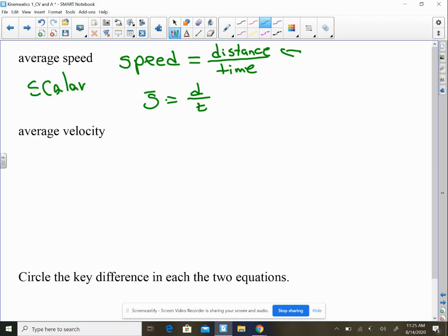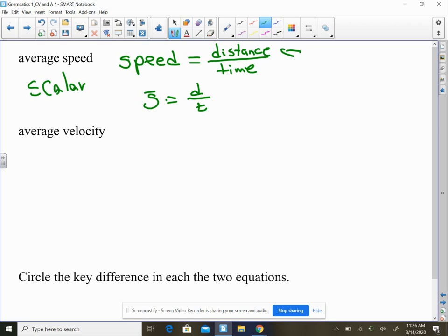Average speed is what you might report for your trip to grandma's house. If you went 50 miles and it took you an hour, 50 miles per hour was your average speed. However, you may have gone faster on the interstate than when you turned off the interstate and were sitting at stop signs. So you report the average speed when you talk about your total distance over time.